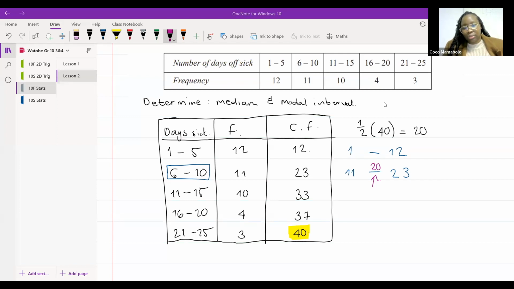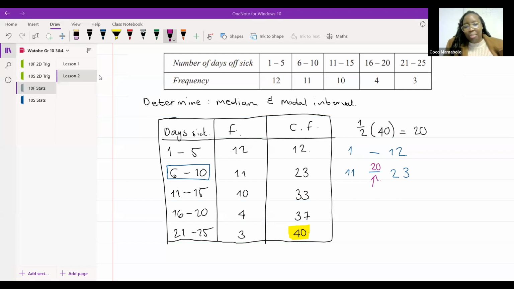Ma'am, for the median, I prefer using this formula, EF over 2, where EF stands for equal frequency. Yes, I'm doing the same thing, because half times something is the same as divided by 2. So it's kind of the same thing. Thank you, well done. You gave us the correct answer.